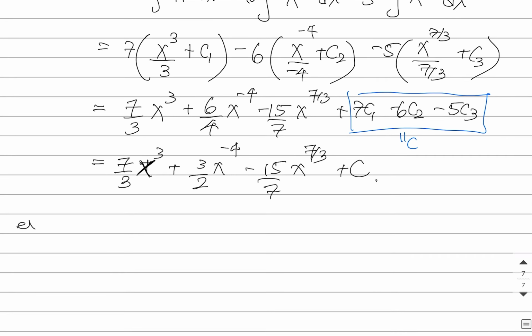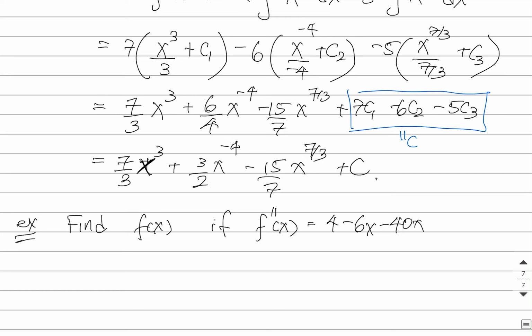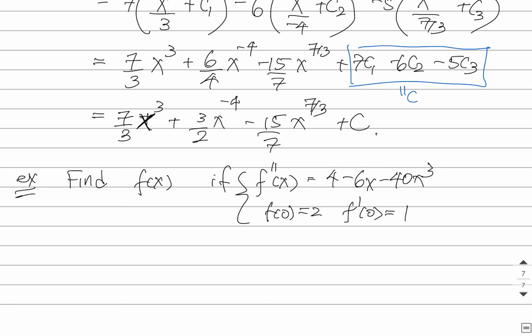Now, finally, we can talk about what we were interested in initially. In a Newton's second law problem, we would like to find f of x if the second derivative is provided for us, if the acceleration is given to us. So, for example, we might be given something like this: f double prime of x is 4 minus 6x minus 40x cubed, and f of 0 is equal to 2, f prime of 0 is equal to 1. So this is going to end up giving us a 2-stage antidifferentiation.